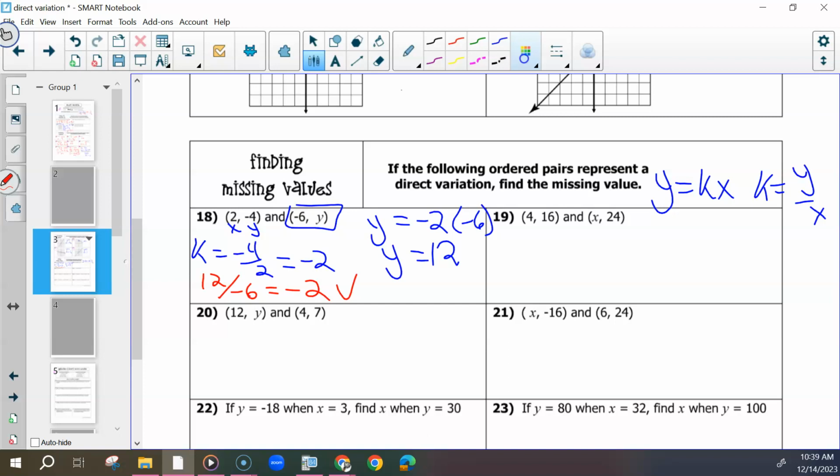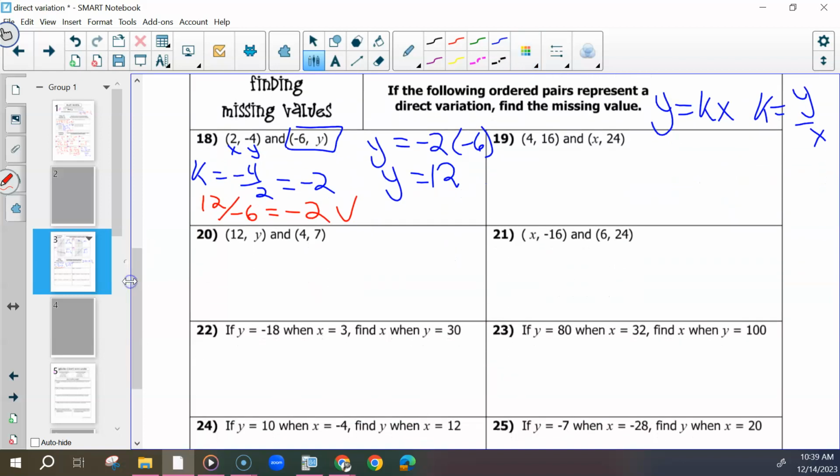Let's start one more. Found x, let's do 19. Same process. Find k by dividing x and y. So 16 divided by 4 would give us 4. Start to set up your equation in y equals kx. We have a y this time, 24, equals, our k value is 4, but we don't know x. How would we solve for x? Divide those by 4.